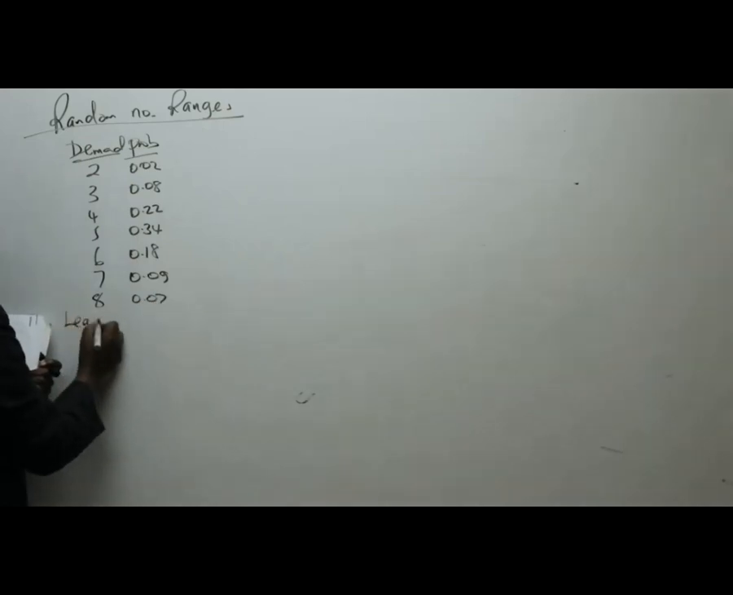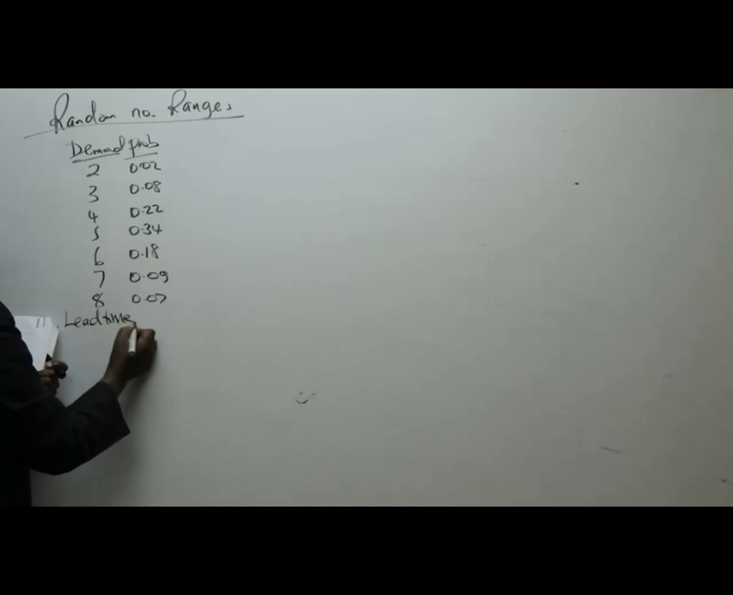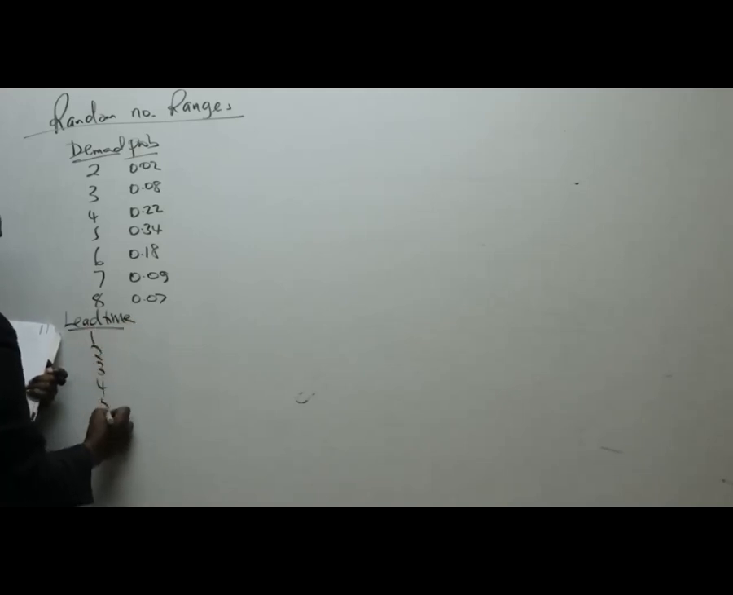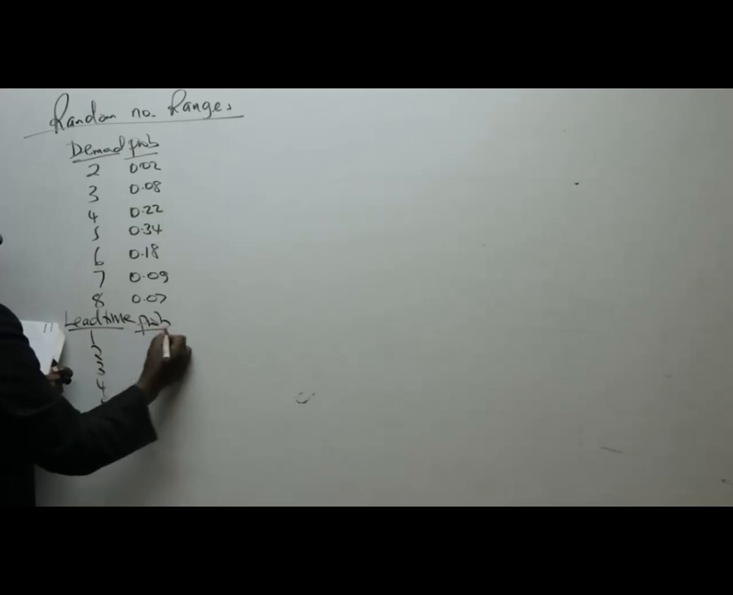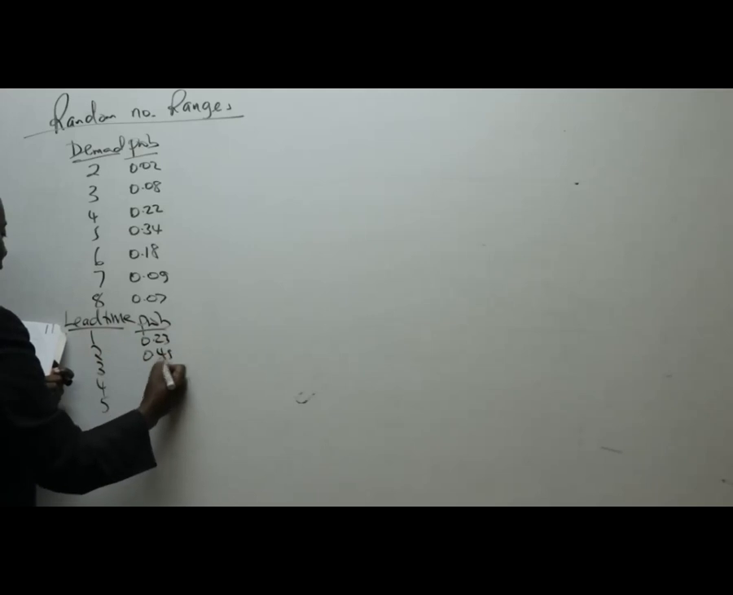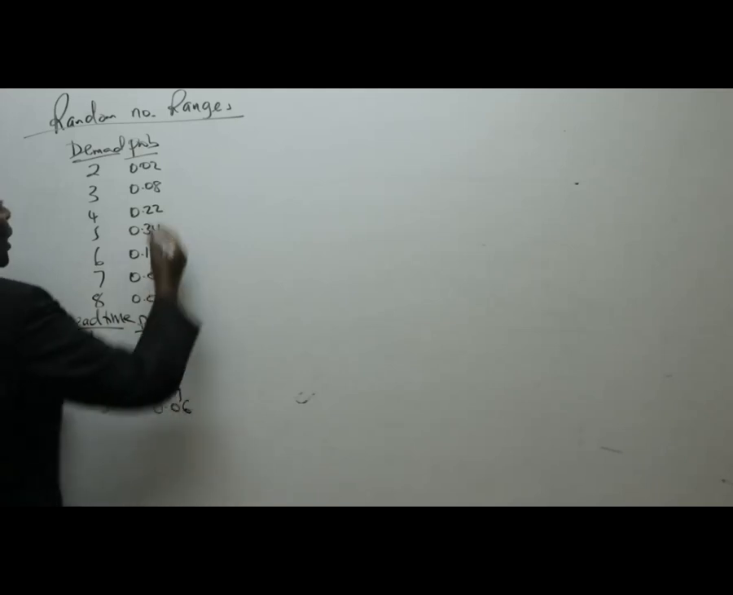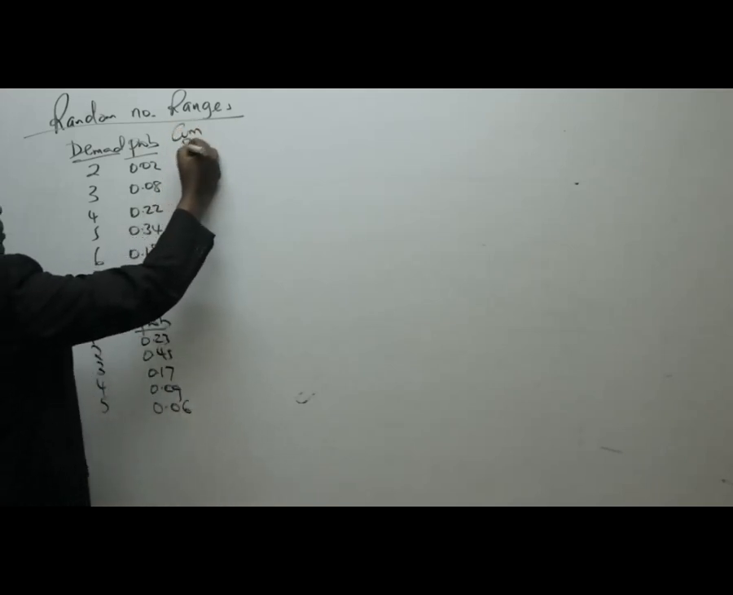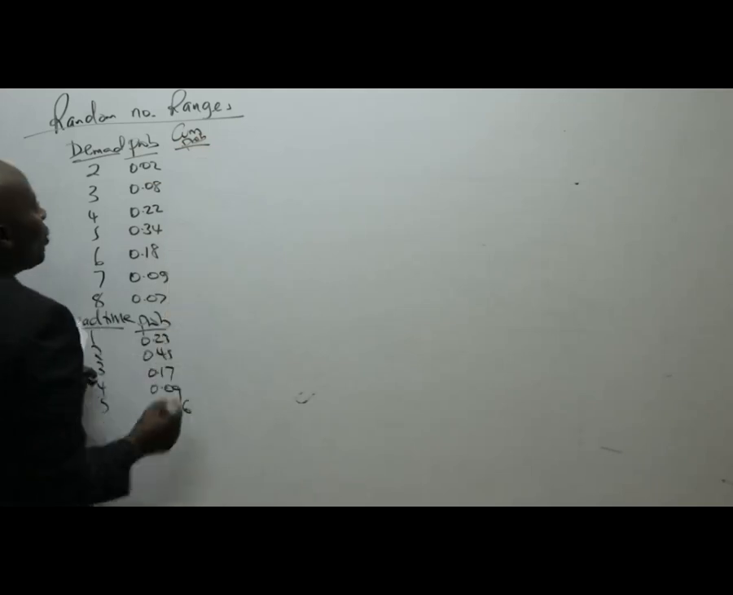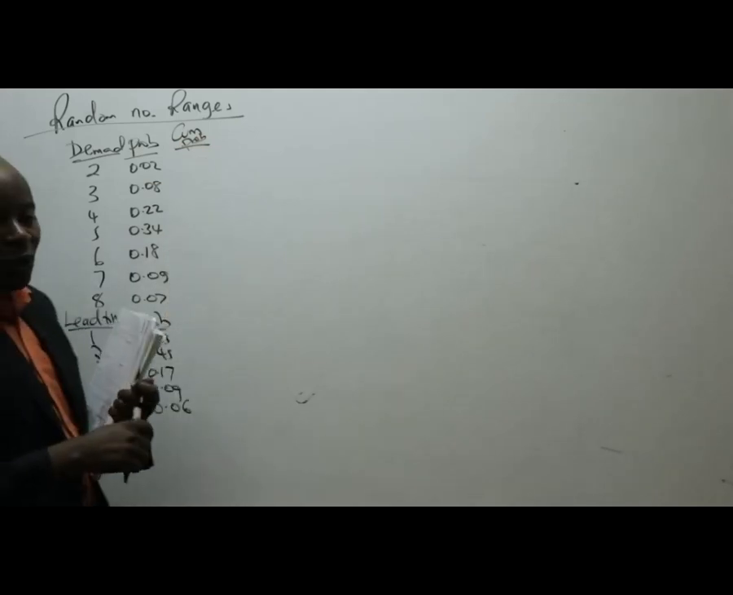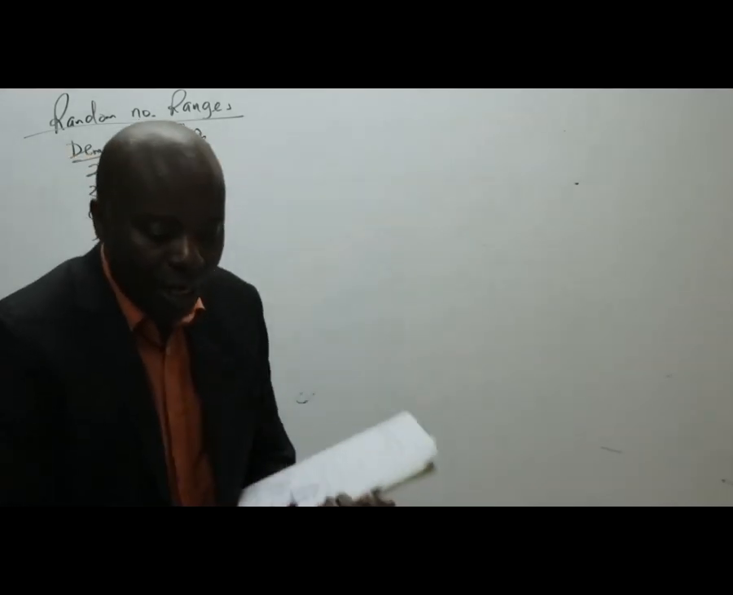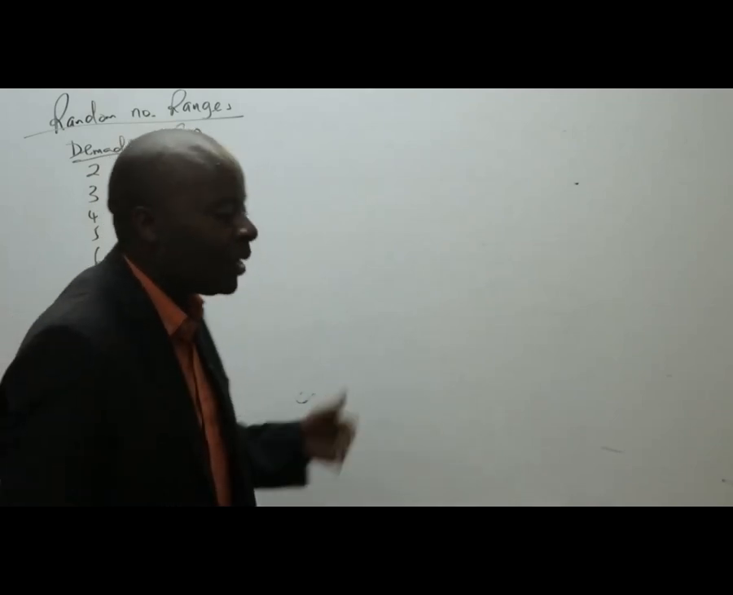Lead time will be 1, 2, 3, 4, 5. With these probabilities, very first, we have 0.23, 0.45, 0.17, 0.09, 0.06. Then give us the cumulative probabilities here very first. Remember, we are accumulating these downwards.